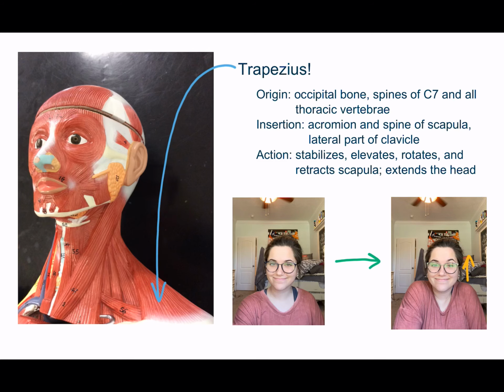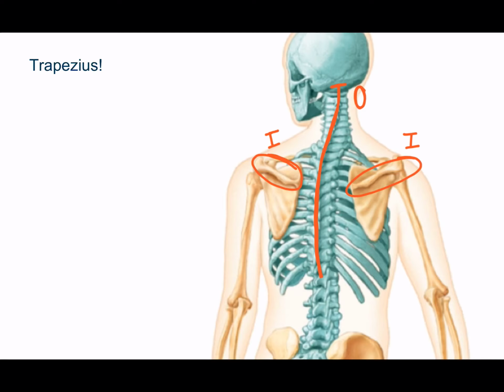So you'll see here on this model, it forms the back of your neck, and it creeps around to the lateral part of your clavicle. It's going to originate all down here, and it has a really cool shape, almost like a diamond. I think it's pretty cool.